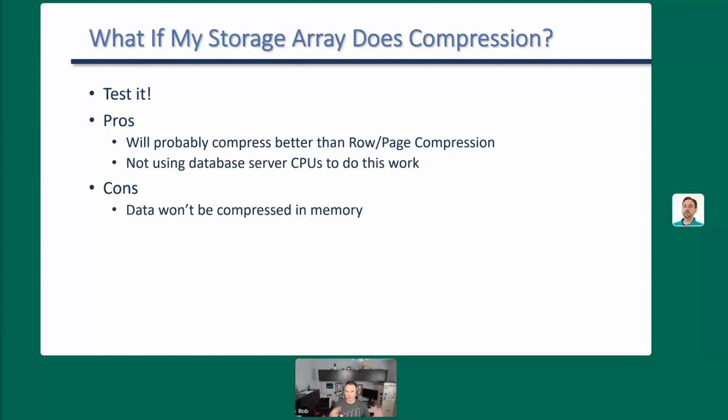And then finally, as I mentioned, with deduplication: if your super cool storage array also does deduplication, you might not want to use row or page compression at all, because it's going to be able to deduplicate things much more effectively if it's not having to work around the compression methods we already discussed.